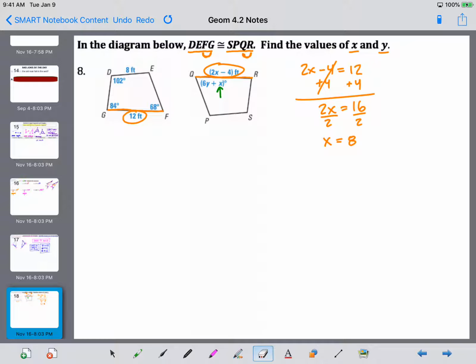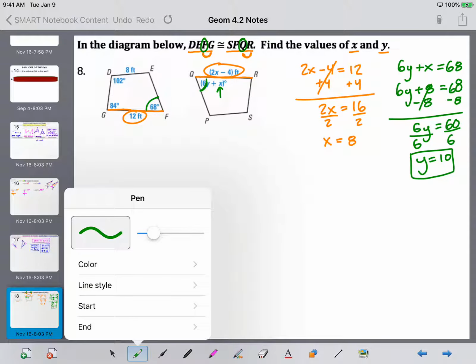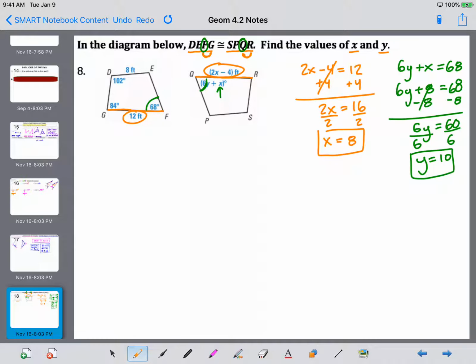So we know that that's 8 now. And this angle here, 6y plus x, is angle Q, which is the third letter. So that has to go with angle F, which we know is 68 degrees. So we can take that 6y plus x and set it equal to 68. But hey, we just found that x is 8. So 6y plus 8 is 68. And we can subtract that 8 from both sides. Get 6y equals 60. And if we divide that by 6, y's got to be 10. All right, so we got our two answers here, both x and y.